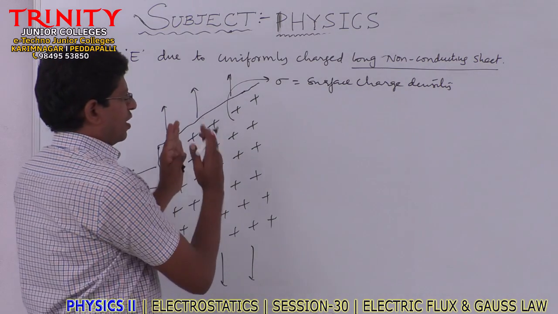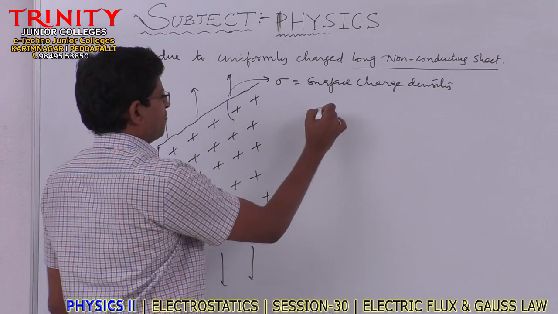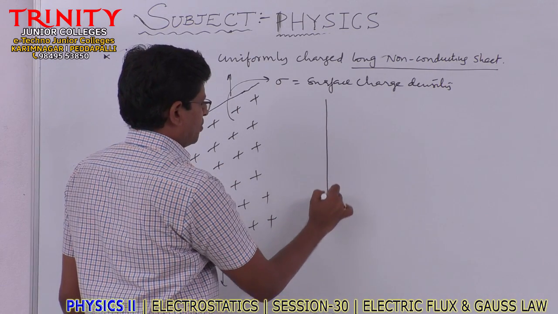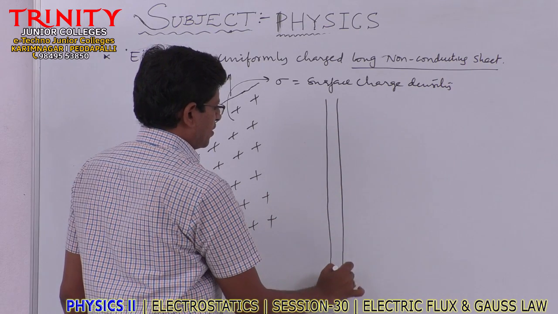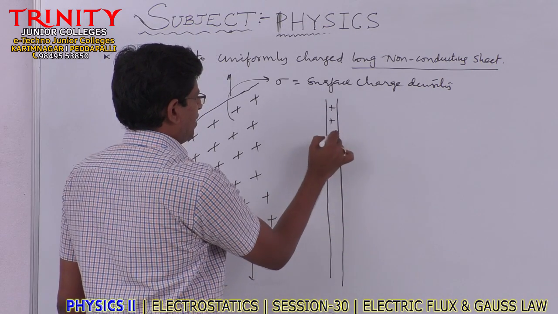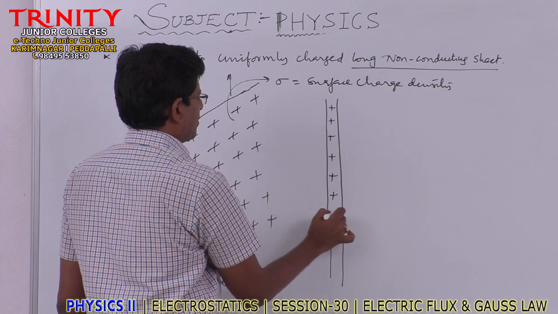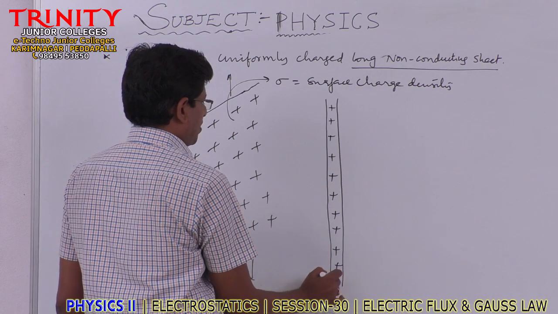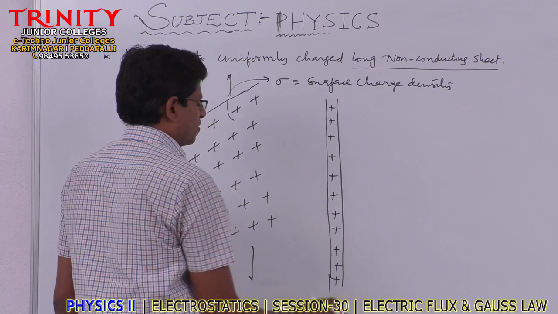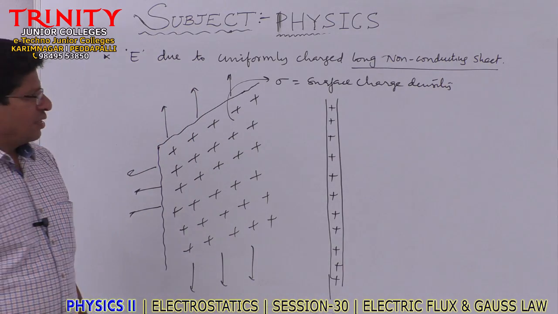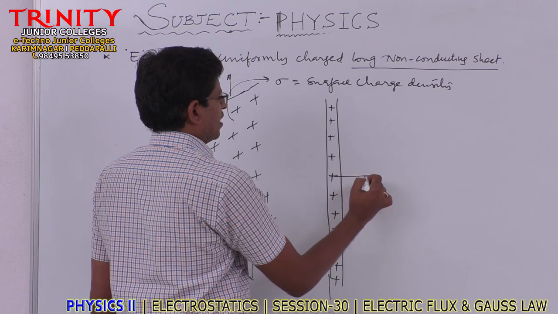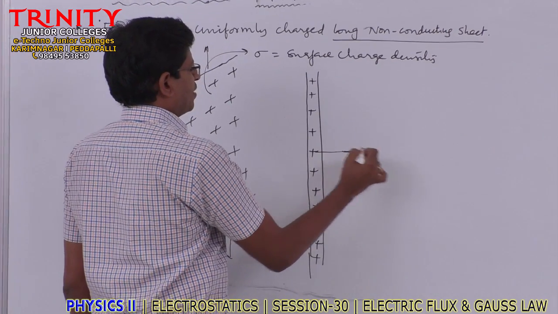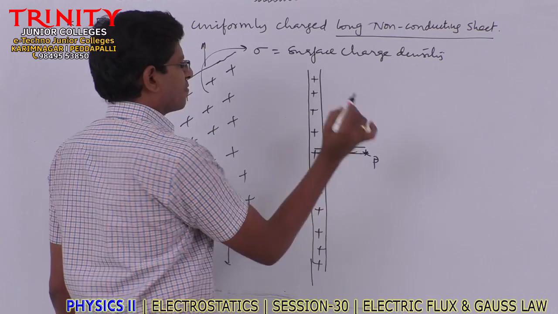Now this picture, let me show in cross section. In this cross section, let me show the same thing. So this is the charge sheet of some very small thickness, and the charge is spread like this. Now, because of this charged sheet, let us try to find the intensity at a point P at some distance r.